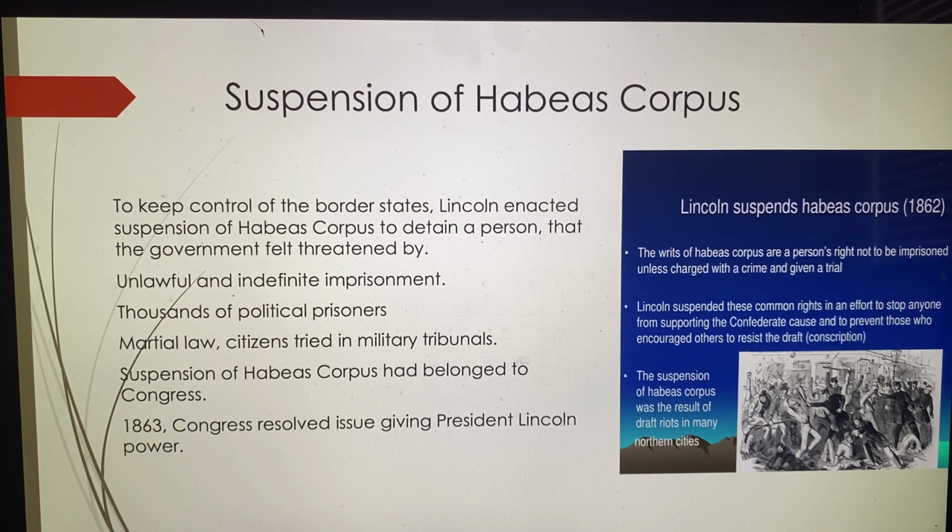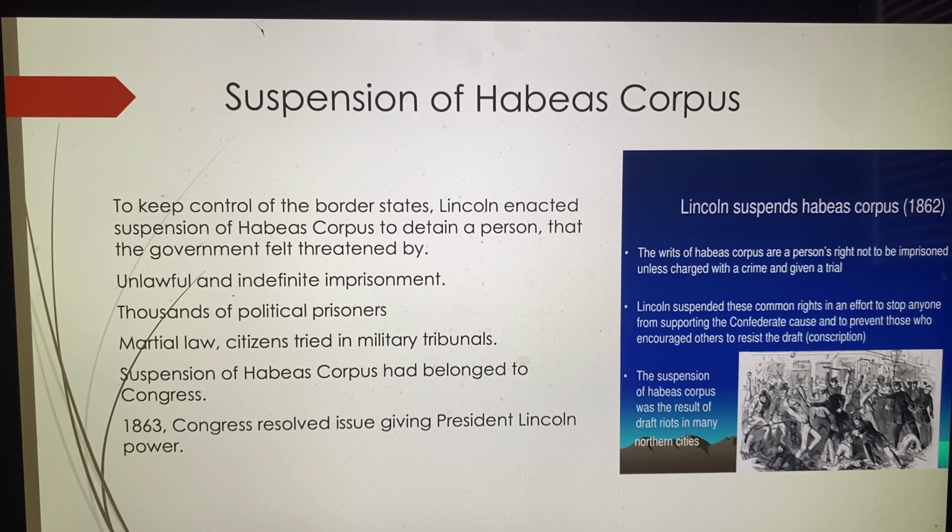So he did that first because he knew this unlawful, indefinite imprisonment would take time. So now there would be thousands of political prisoners because anyone that was in support of the South would be able to be taken in as a prisoner of the United States.